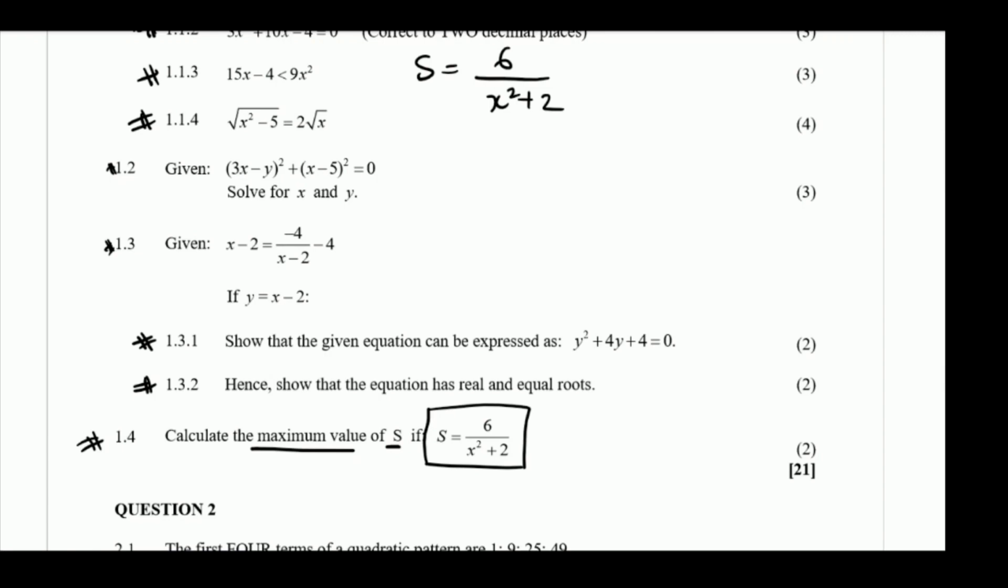So how can we make this expression smaller? You need to look at which values of x you can substitute in this x squared.